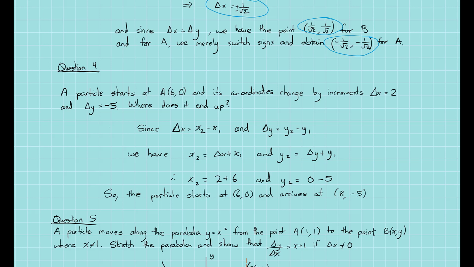Question 4, a particle starts at (6, 0) and the coordinates change by increments 2 and -5, delta x and delta y respectively. Where does it end up? Well, we just use the formulas again for finding delta x and delta y, but we switch it around because we want the destination coordinates, which is x2 and y2. And it's a simple matter to just use x1 from A and delta x, and y1 from A and delta y, in order to get the coordinates (8, -5).